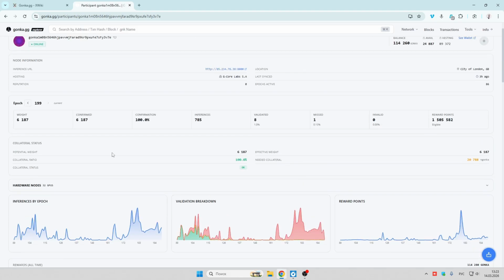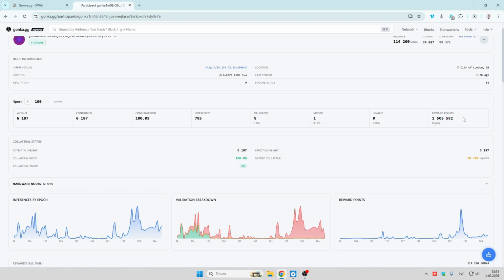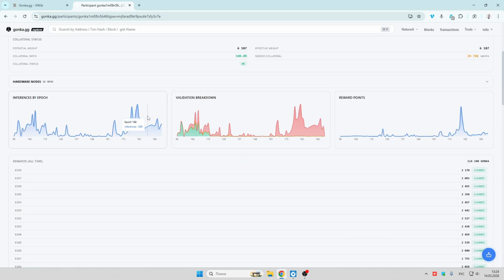What else do we see here? The epoch number, total weight, confirmed weight, confirmation percentage, number of inferences, how this inference was processed, reward points. Here they earned 1.5 million points. So let's move on. So it finally decided to award him his points.